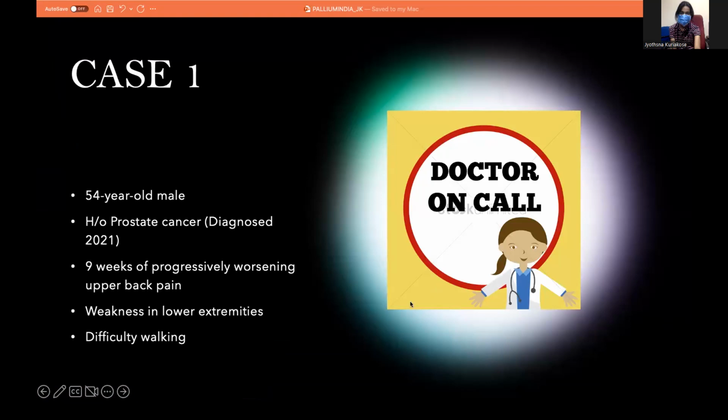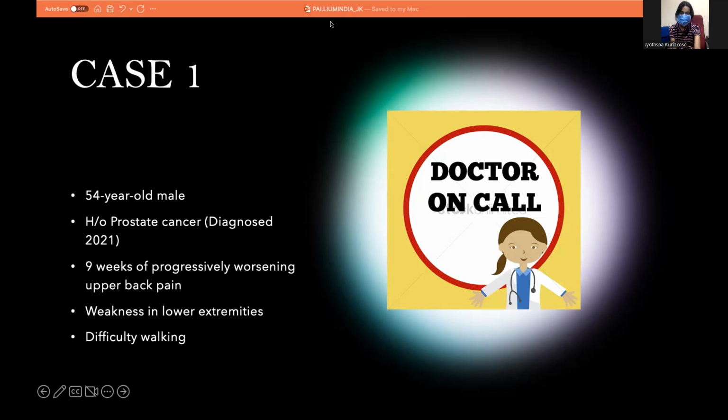So we have a case, and just imagine you are the palliative medicine resident or a doctor on call. You are getting a call for this patient from casualty. Here is a 54-year-old male patient who is a known case of prostate cancer. He was diagnosed last year. He has come with a history of 9 weeks of progressively worsening upper back pain and 3 days history of weakness in lower extremities and difficulty in walking.